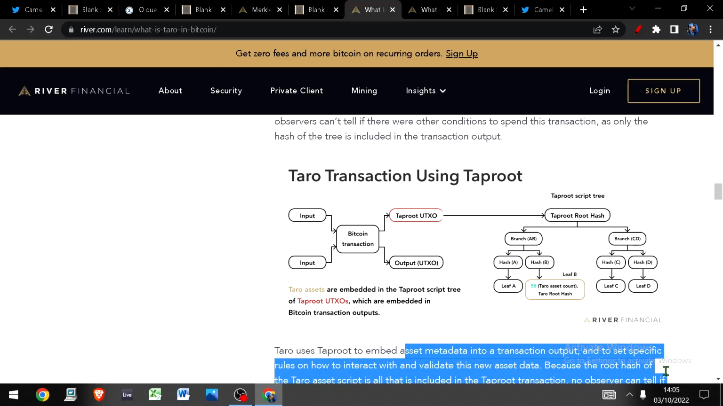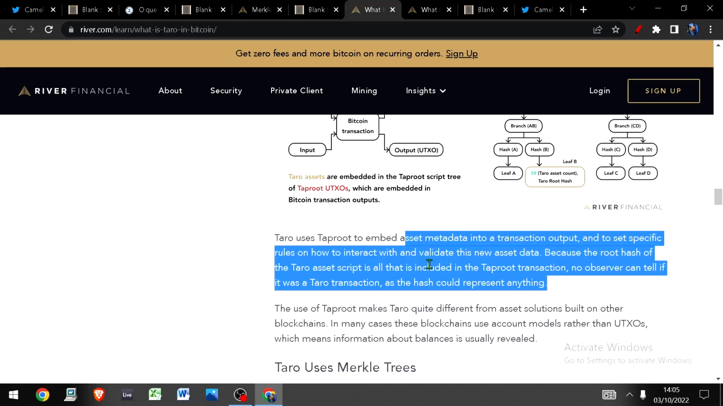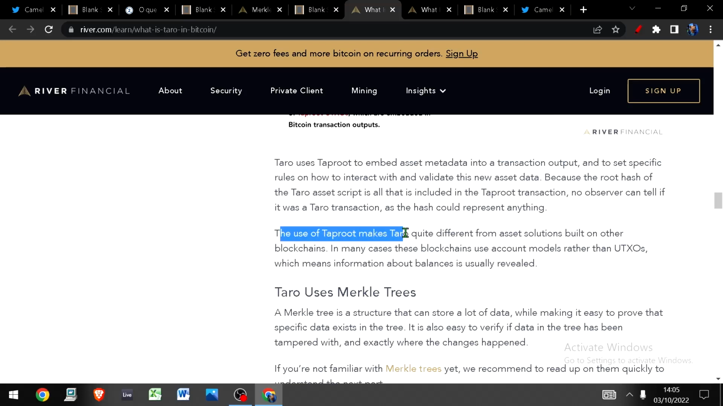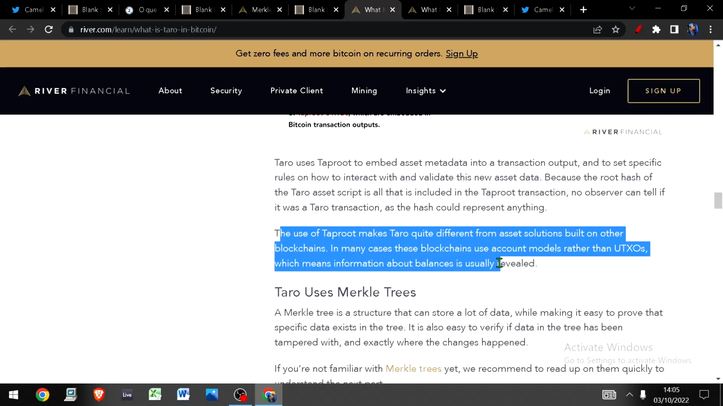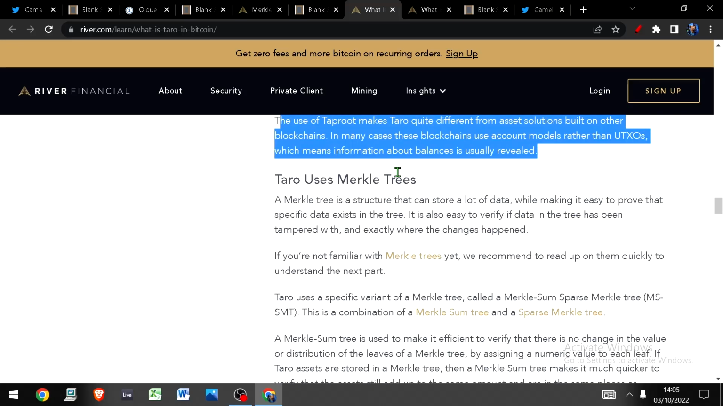We're talking about one ticket and only the hash of the thing that you're concerned with. So there's no real way of discerning it. The use of Taproot makes TARO quite different from asset solutions built on other blockchains. In many cases, these blockchains were account models rather than UTXOs, which means information about the balances is usually revealed. Again, back to that one ticket thing.